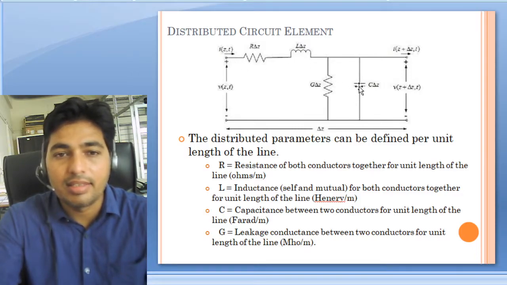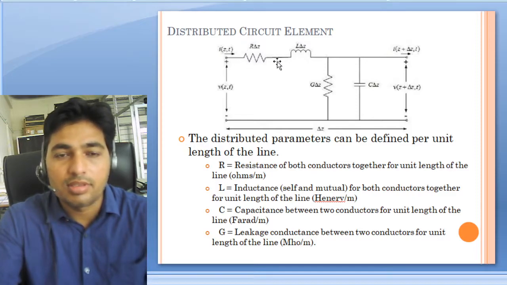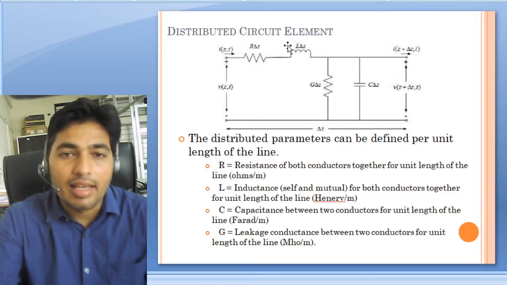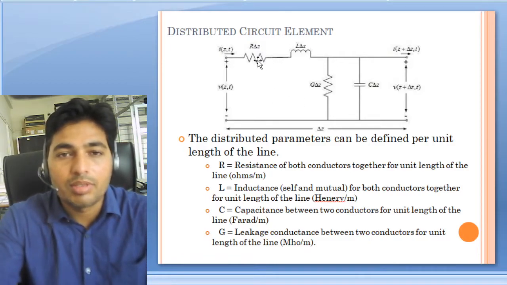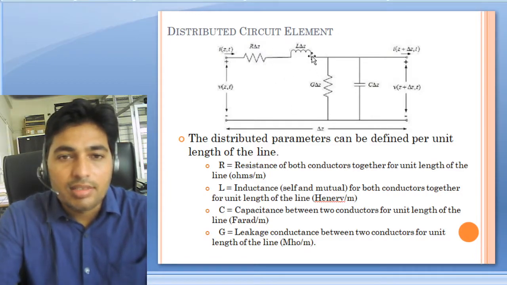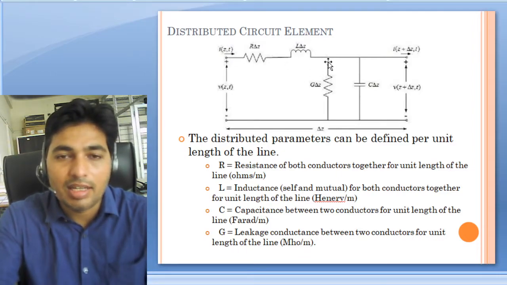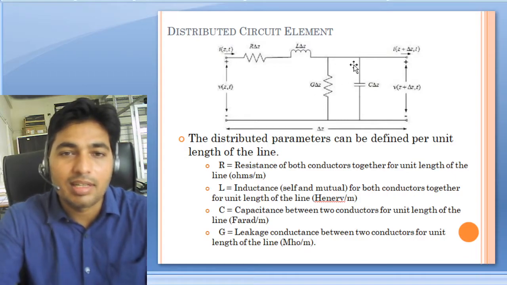R, L, G and C, where R accounts for all the losses in the transmission line. Then L is due to the magnetic field. A current carrying conductor will produce a magnetic field. So whenever there is a current carrying conductor, there will be a magnetic field, and that will be accounted for by L. So L is the inductance per unit meter, that is Henry per meter, of a small section of a transmission line.